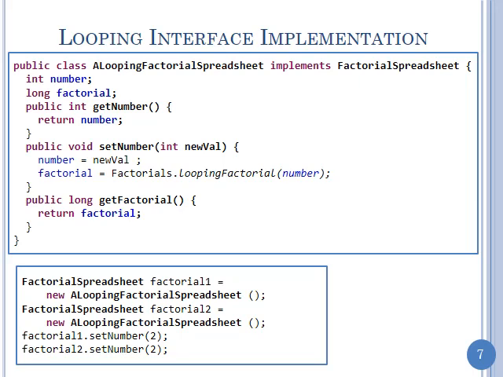A formal definition of interface was? A set of method headers with a name. Okay?